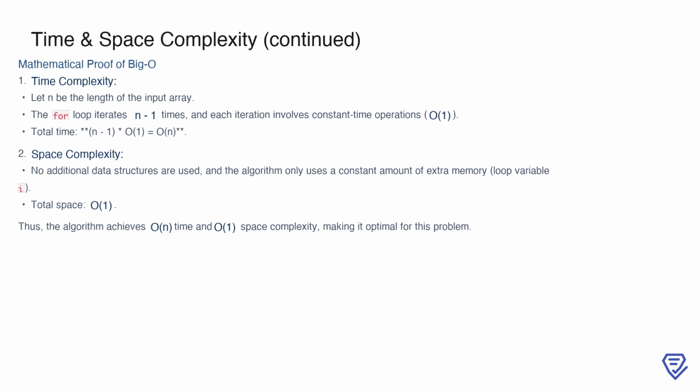For time complexity, consider that the algorithm uses a single for loop that iterates n-1 times, where n is the length of the input array. Within each iteration, the operations, including the conditional check and potential swap, are constant time, or O(1). Multiplying the number of iterations by the time taken per iteration, we get (n-1) * O(1), which simplifies to O(n).